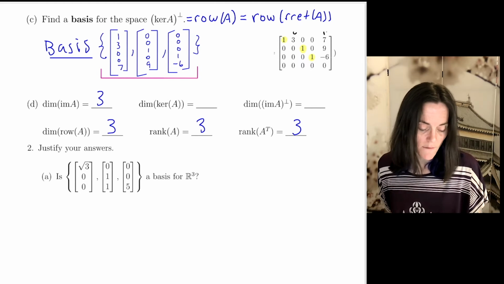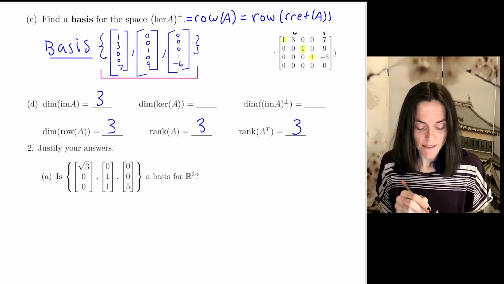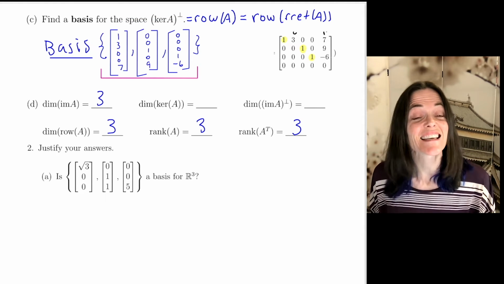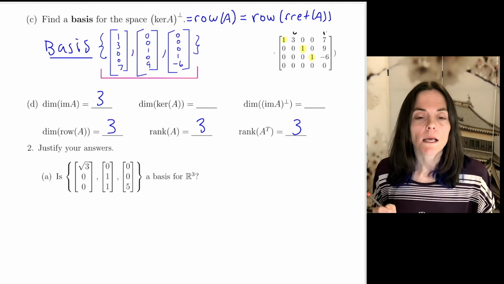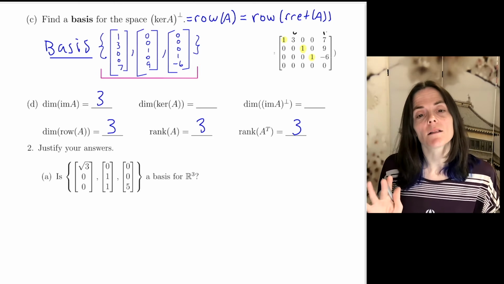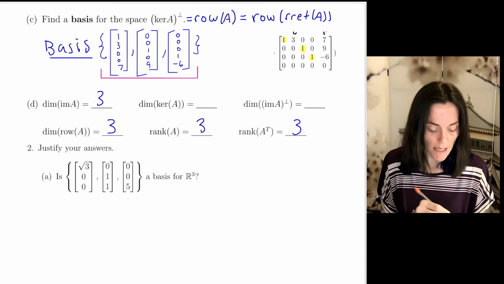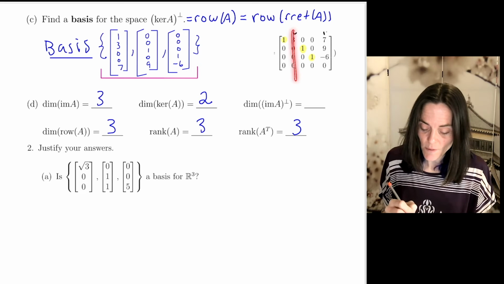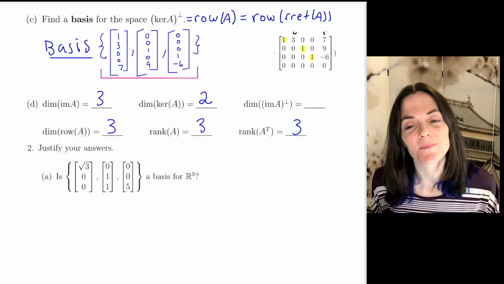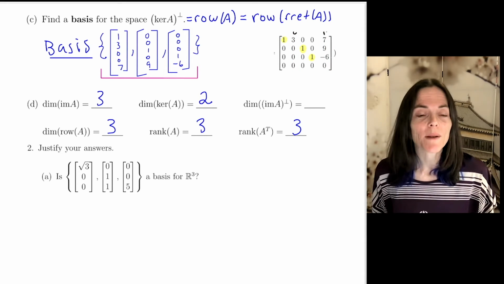This would be the dimension of the row space. In fact, here's a basis for the row space. We see 3 elements. Now, for the kernel, we have 5 columns, so it would be 5 minus 3, or 2. But another way you can answer this is just by free variables. There are 2 of them.